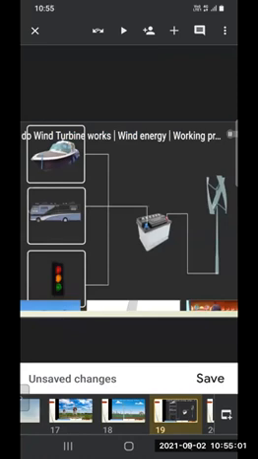Now, where it is used in boats, vehicles, for which the electrical energy is stored in the generator, it is used in the signals.